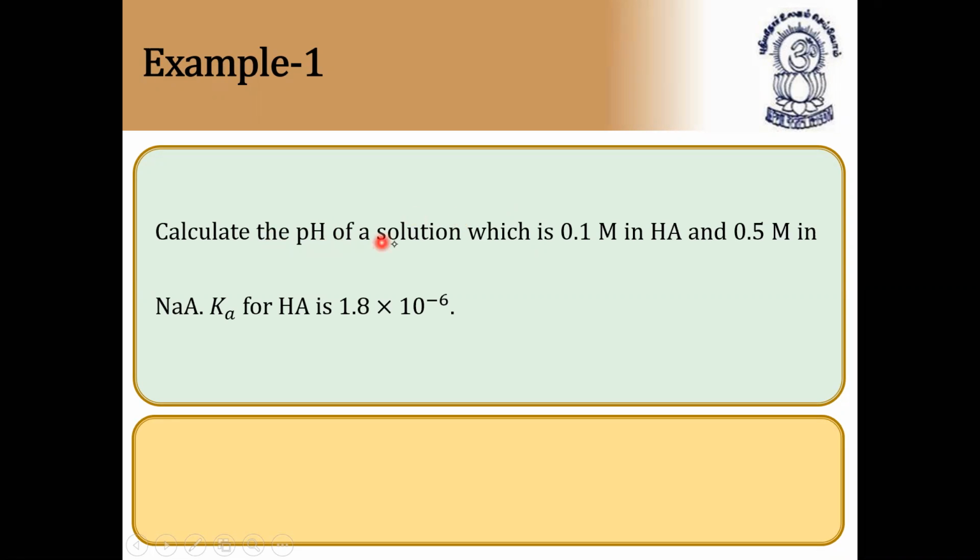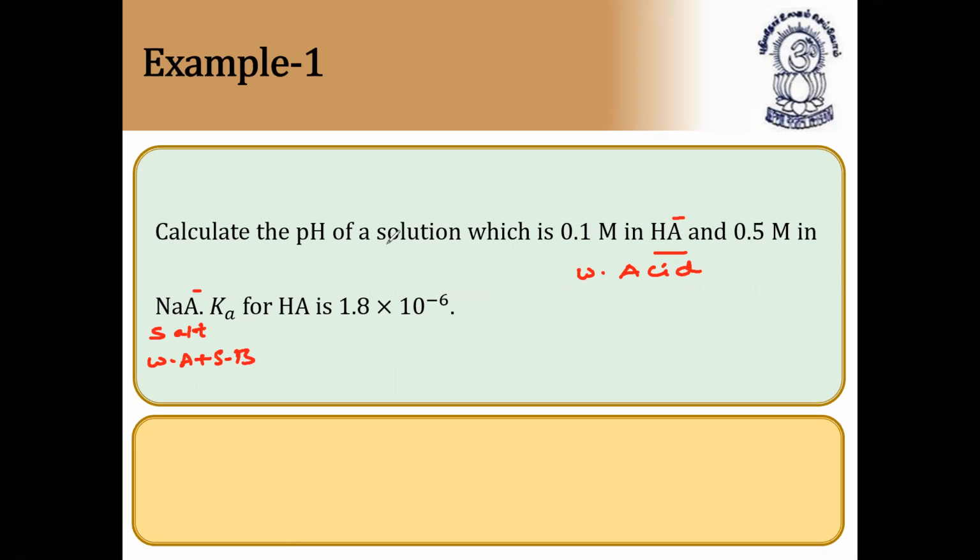Calculate the pH of a solution which is 0.1 molarity in HA and 0.5 molarity in sodium A. HA is a weak acid and this is the salt. First you have to identify which is acid and which is salt. This is acid because of hydrogen, a weak acid, and this is the salt. The salt is formed from a weak acid plus a strong base. And the common ion in this is A minus. So easily you can understand.